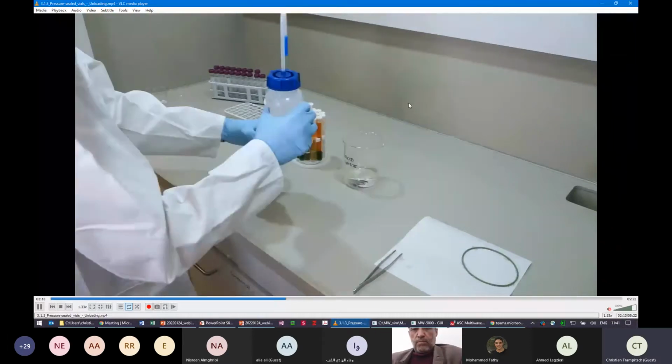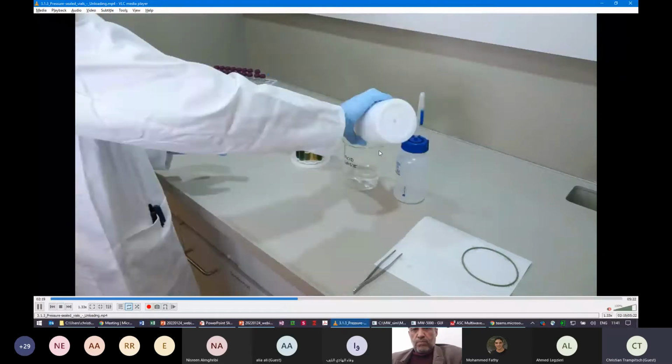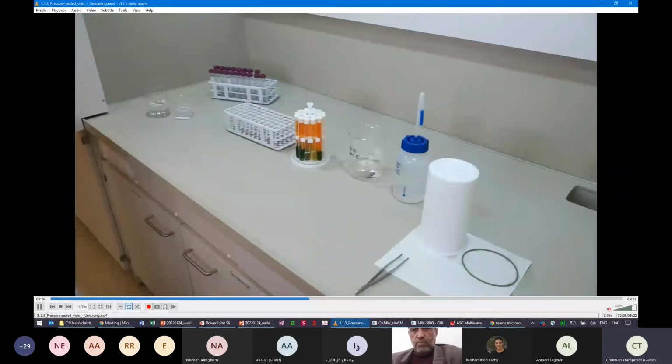The load solution, which we put in at the beginning, consisting of water and a few mils of acid, has to be changed every time. You cannot reuse that. So don't do that. And don't try to save a few milliliters of acid just by reusing that solution.